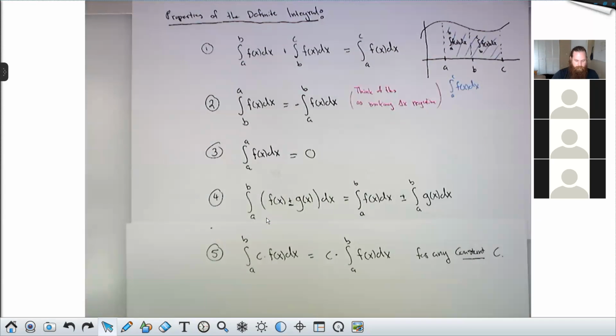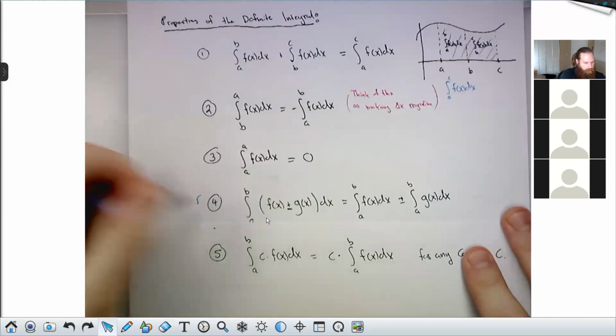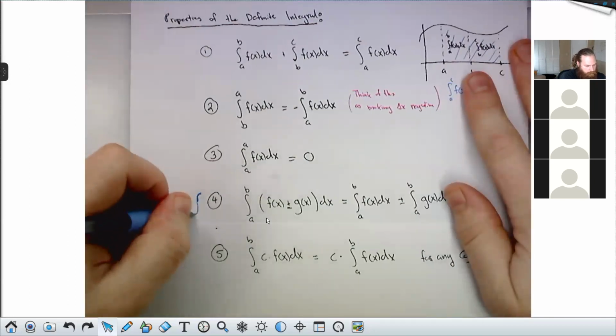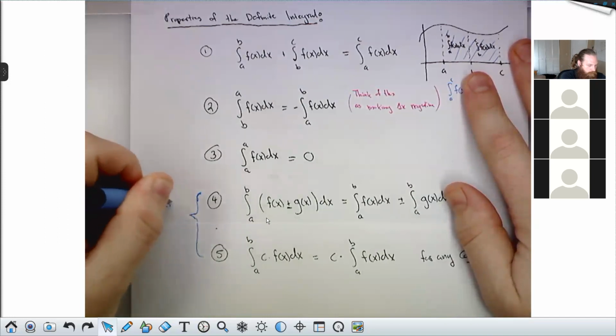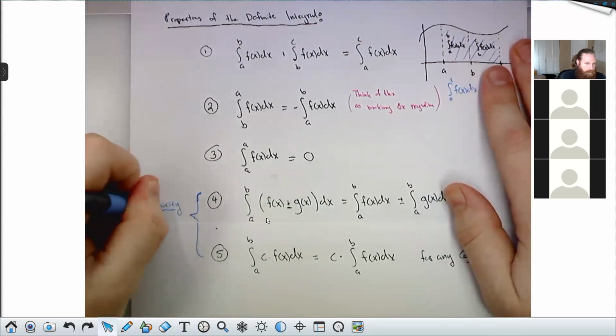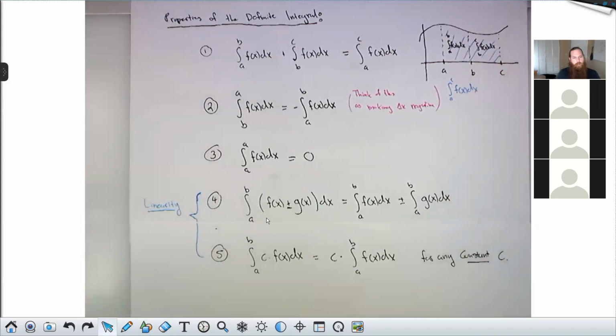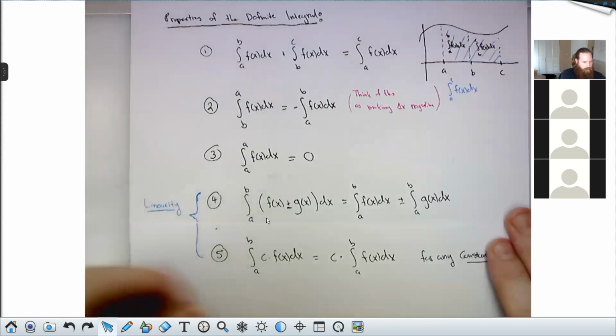4 and 5 together, these have a special name. This is called linearity. This means that the integral is a linear operator. So sometimes you'll hear people refer to these two things together by saying the integral is a linear operator. It's especially important later on in higher math classes. There's one more thing that your book does include here, although I'm hesitant to include it. We'll go ahead.